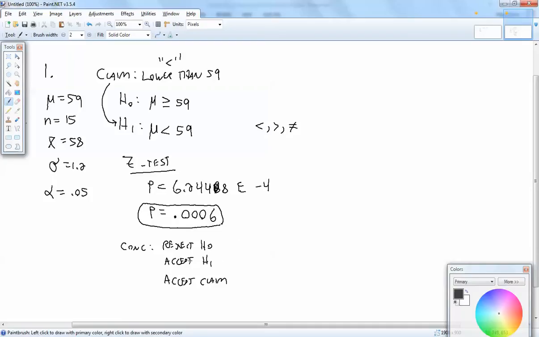The word accept is usually not used in books. They like to use do not reject. Accept is a pretty strong word, and I find students click better if I use reject and accept. Do not reject kind of throws them. Well, why is this true? Obviously it's smaller. We got 58, and this is 59.